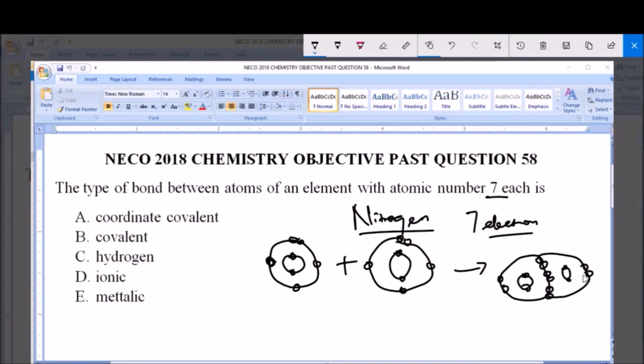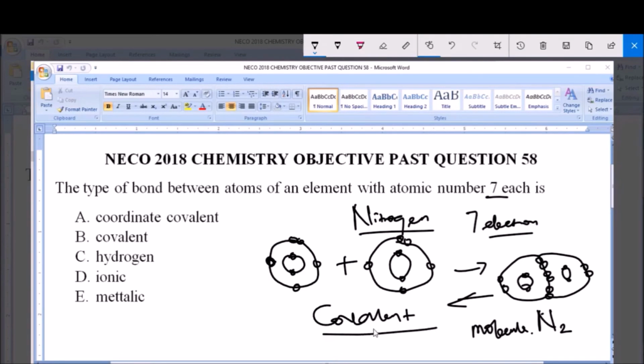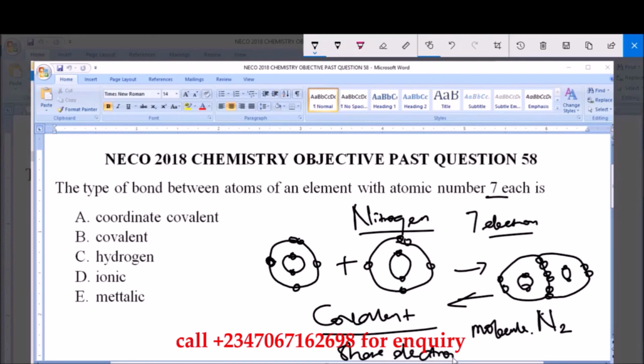So you've seen that they have a stable octet structure now, because this one is completely shared, that is paired. This is also paired, and paired. So having 8 electrons on its outermost shell, and same too for this one, having 8 electrons on its outermost shell. So we can now call this the nitrogen molecule. Now this type of bonding is what we call covalent bonding, because covalent bonding is a type of bonding whereby the atoms involved share electrons. They share their electrons.